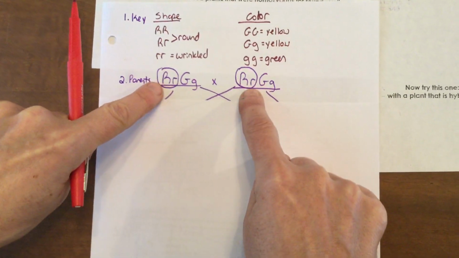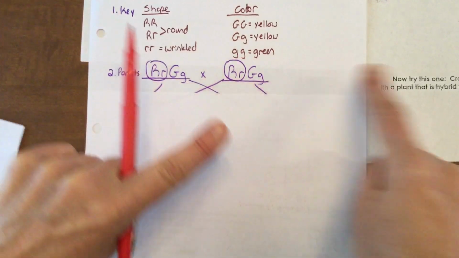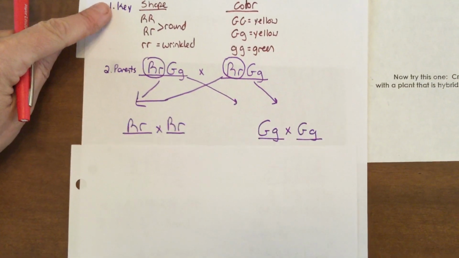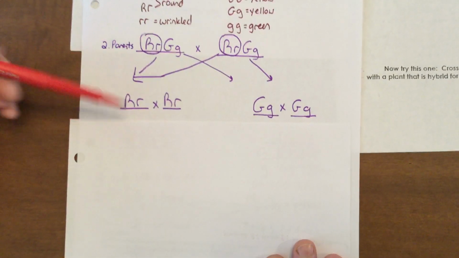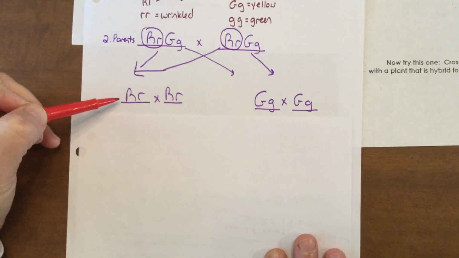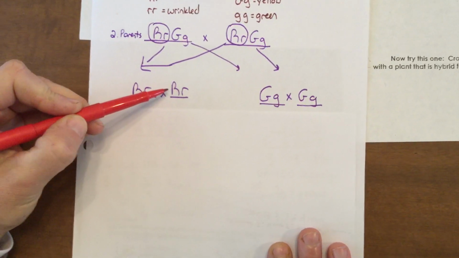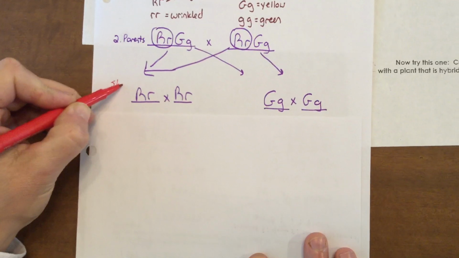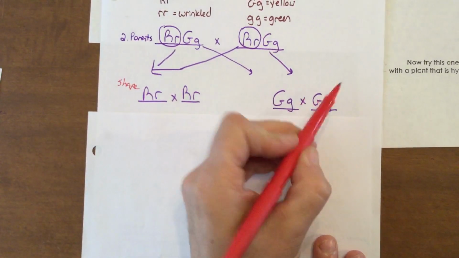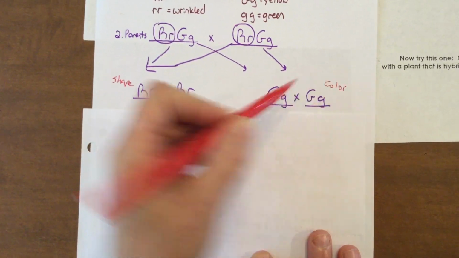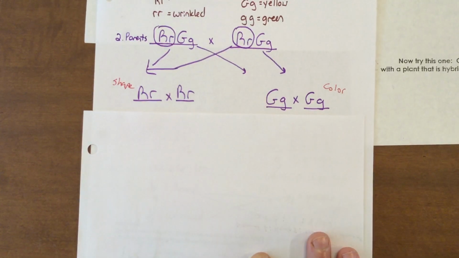So let's look at the traits for shape, and then we'll do a cross just for color. So I want to separate them out. So my parent 1, my parent 2. Parent 1 is big R, parent 2 is big R. That is for shape. If I'm going through for color, one parent is big G, little g. My other parent is big G, little g.